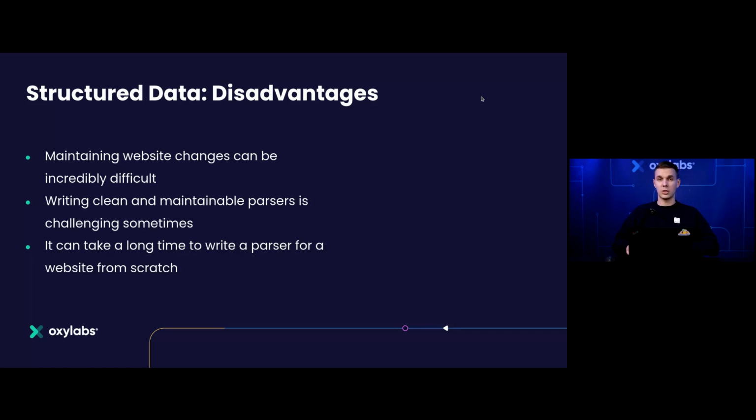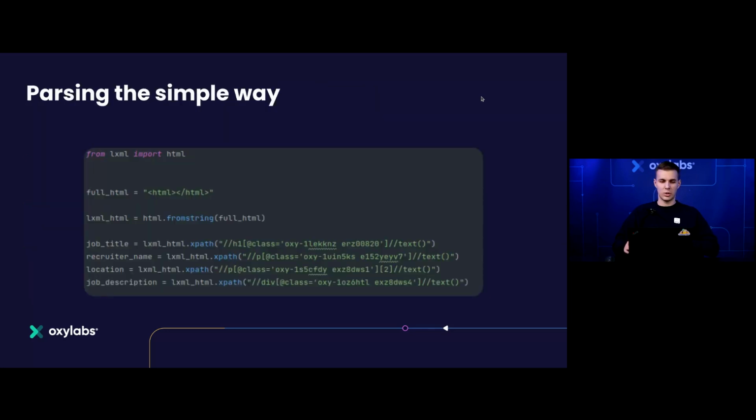And of course, it can take a very long time to write a parser from scratch, specifically if the website you're scraping has a lot of fields, for example, 100 different data points, and you need 100 different XPath selectors and other selectors. So how does parsing the simple way work?